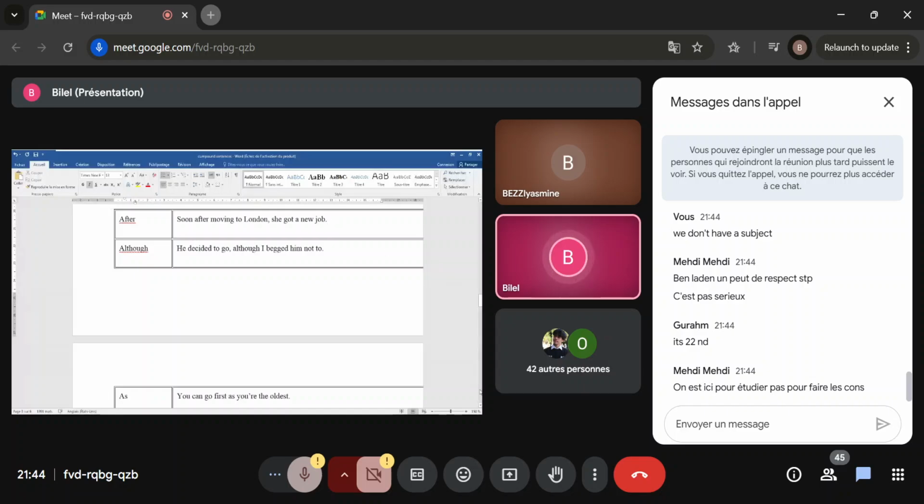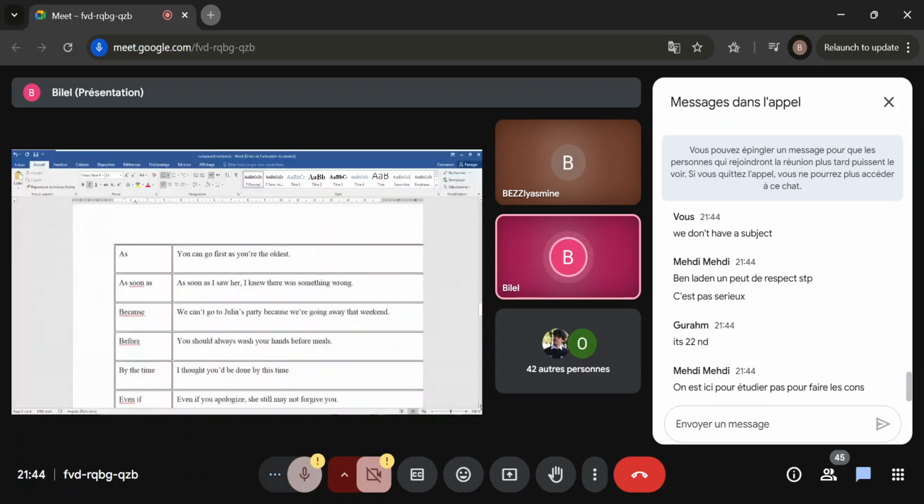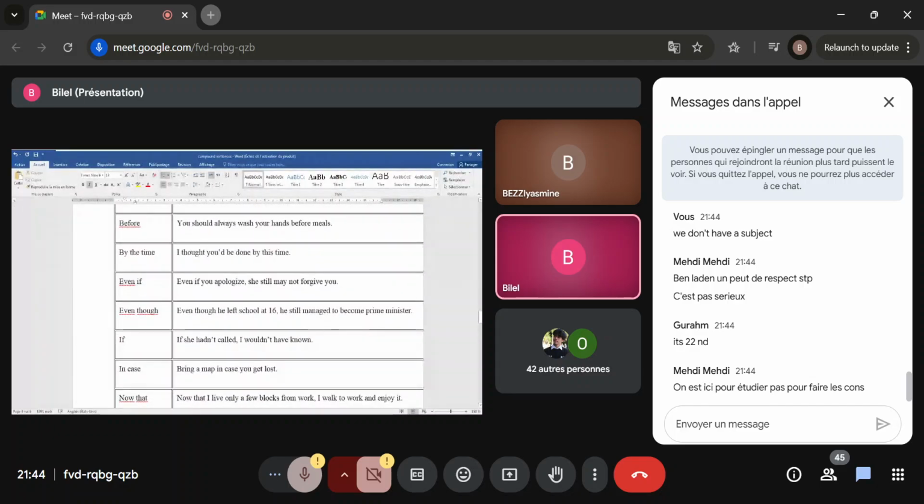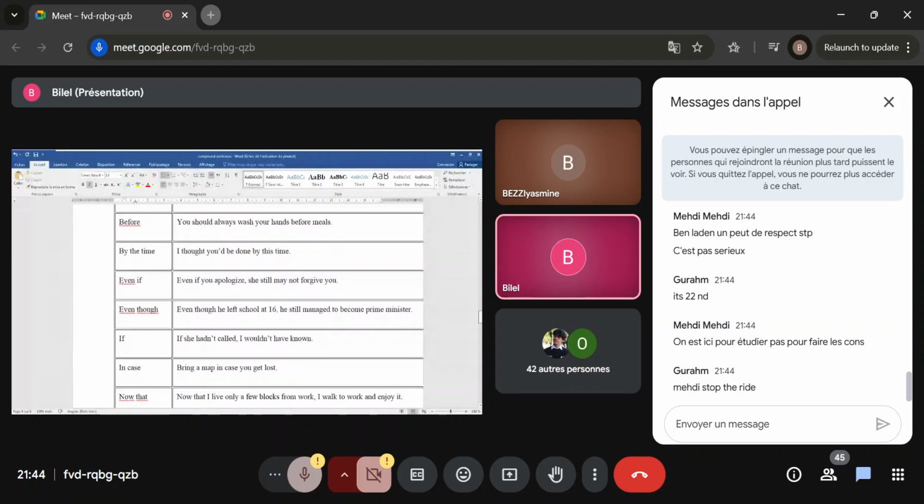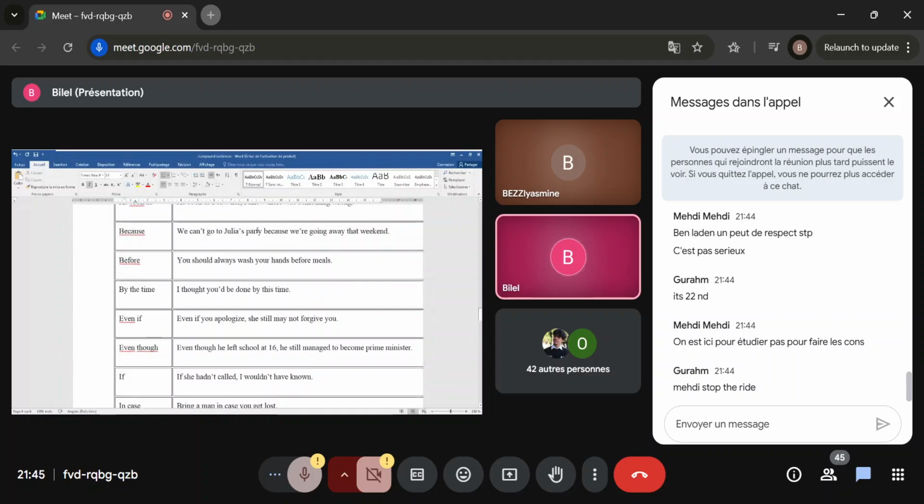We move to another example, which is, I think, this one. When we read, for example, because we are going away that weekend. Because we are going away that weekend. This is a sentence, but it has no meaning.